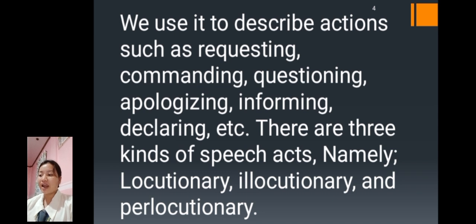Second is the illocutionary act. This refers to the intended function or purpose of the speech, such as requesting, promising, and commanding. And the last is the perlocutionary act. This is the effect the speech has on the listener, such as persuading, scaring, or inspiring. And this framework helps analyze how language is used not just to convey information but also to achieve practical outcomes.